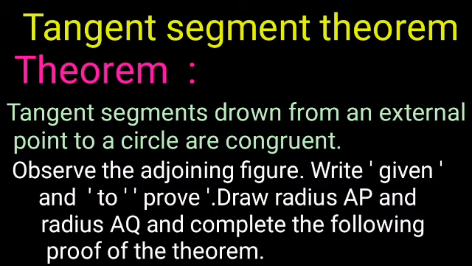Tangent segment theorem. Tangent segments drawn from an external point to a circle are congruent. Observe the adjoining figure. Write given and to prove. Draw radius AP and radius AQ and complete the following proof of the theorem.